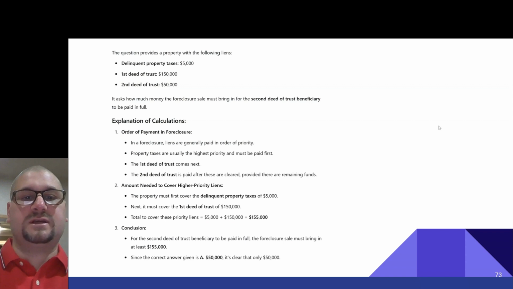Okay, so the amount needs to cover high priority liens. The property must first cover the delinquent property taxes of $5,000. Next, it must cover the first deed of trust, which is $150,000. Then the total to cover these priority liens is 5 plus the 150, which is $155,000.